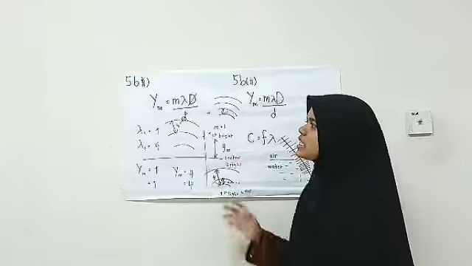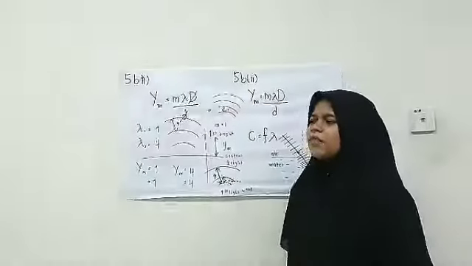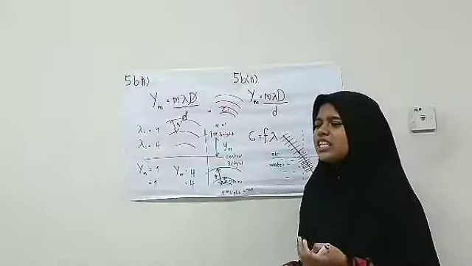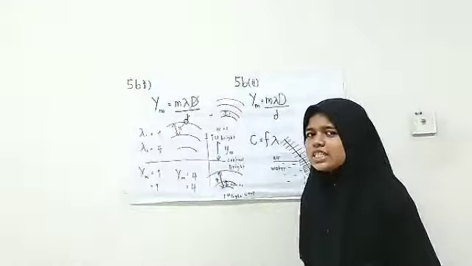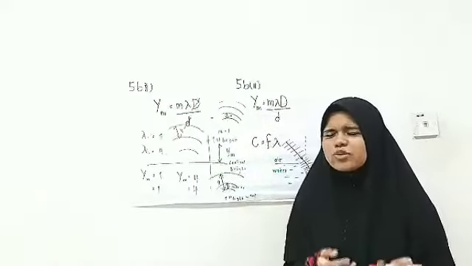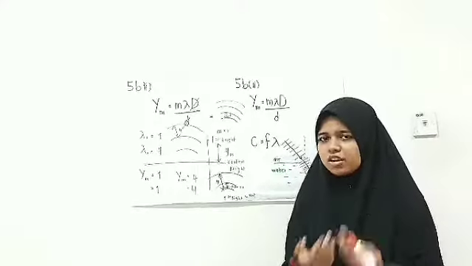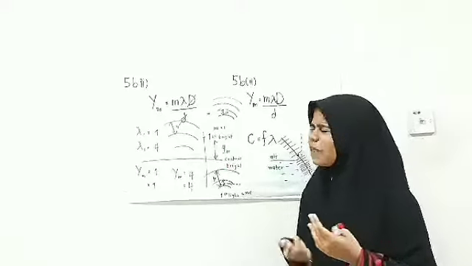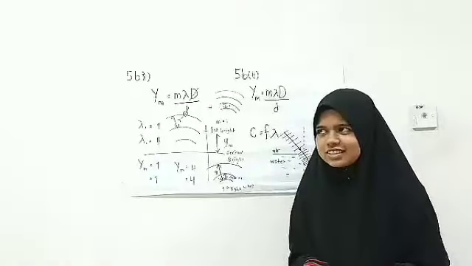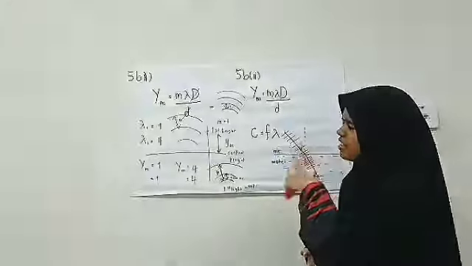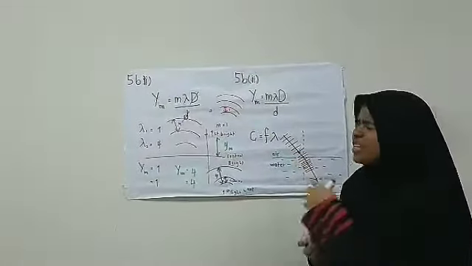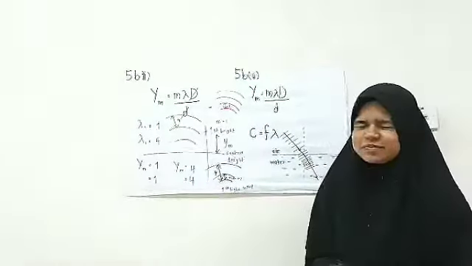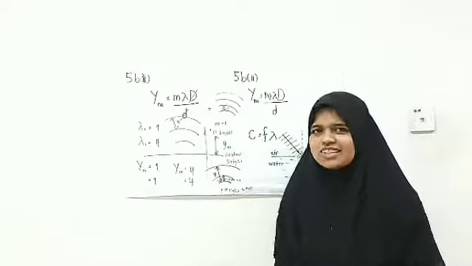So the answer for this question is: when the wavelength of light is increased, the interference pattern will decrease, and the number of wavefronts that we can see on the screen, which is the dark fringe, will decrease. Lambda is increased, therefore the number of wavefronts that we can see on the screen is decreased. Okay, that's all from me. I hope you can understand.